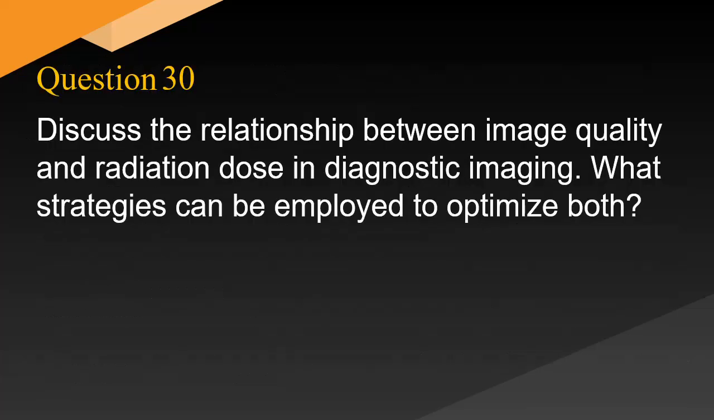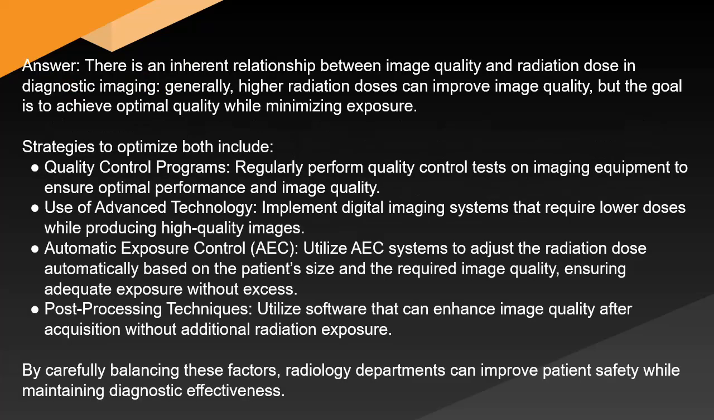compliance. Discuss the relationship between image quality and radiation dose in diagnostic imaging. What strategies can be employed to optimize both? Answer: there is an inherent relationship between image quality and radiation dose in diagnostic imaging. Generally, higher radiation doses can improve image quality, but the goal is to achieve optimal quality while minimizing exposure. Strategies to optimize both include quality control programs. Regularly perform quality control tests on imaging equipment to ensure optimal performance and image quality.